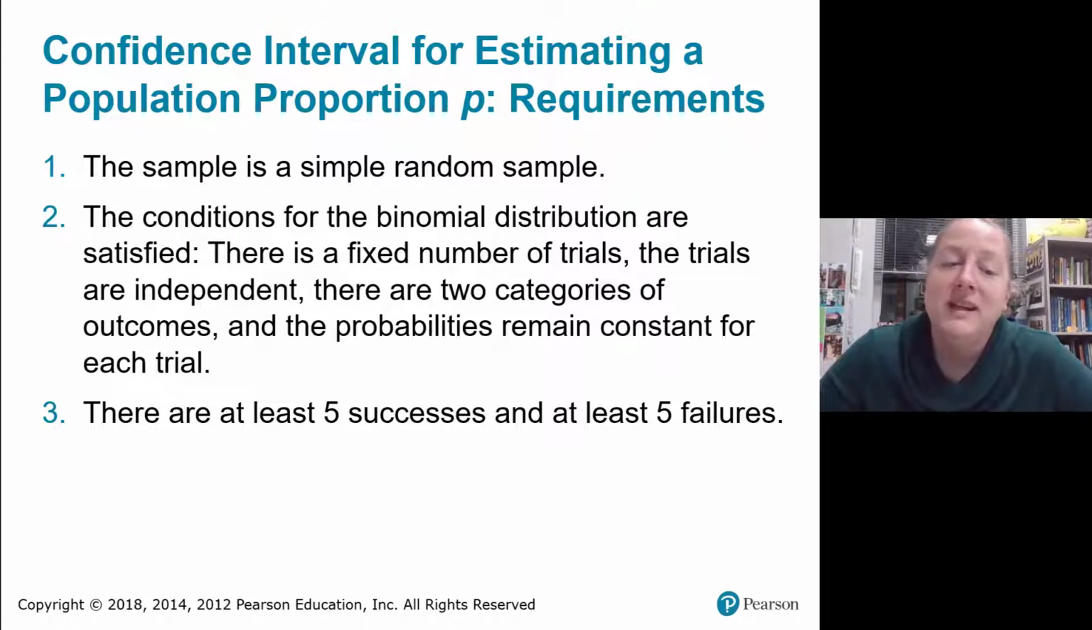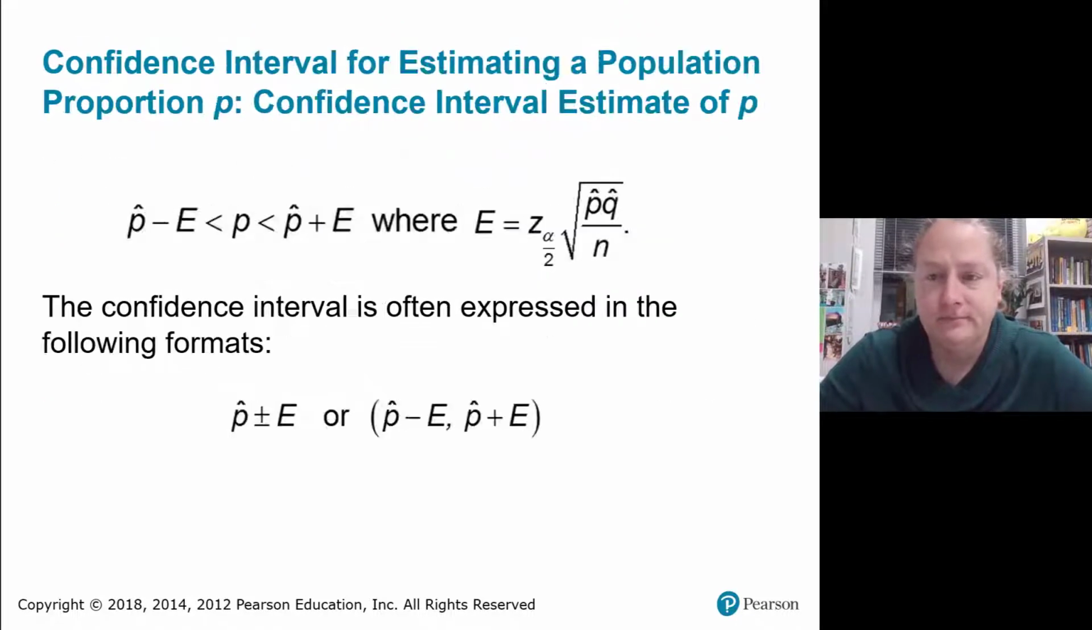Also added on, we need at least 5 successes and at least 5 failures. So when we construct our confidence interval, we take p hat and subtract E, and we take p hat and add E. We are whatever percent confident that the actual population proportion falls between p hat minus E and p hat plus E. And E is just that margin of error that we talked about earlier.